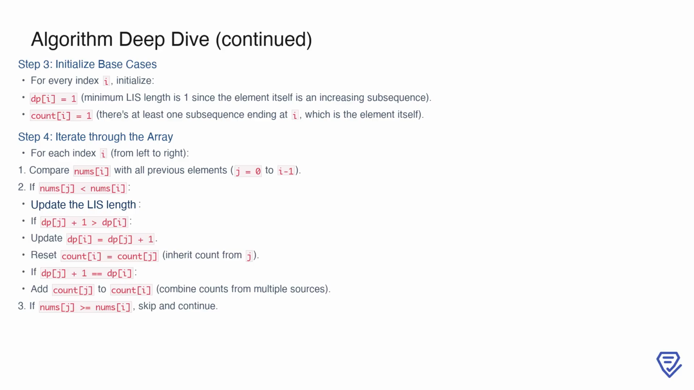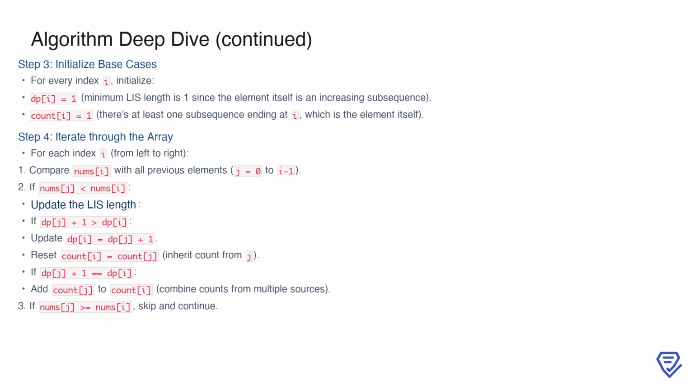For each index i, we compare the value of nums[i] with all previous elements in the array, denoted by nums[j], for indices j ranging from 0 to i-1. If nums[j] is less than nums[i], it means we can extend the increasing subsequence ending at j to include i. In this case, we update dp[i] to be dp[j] plus 1 if this new length is greater than the current value of dp[i].